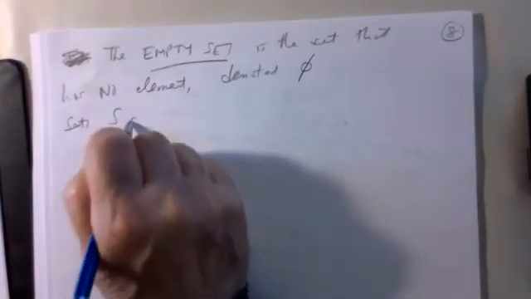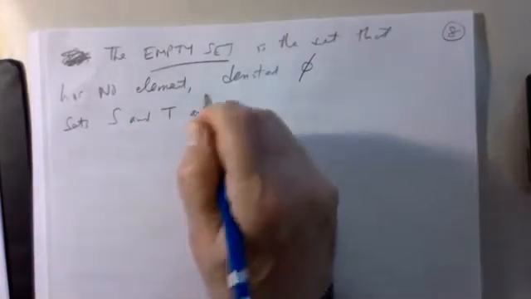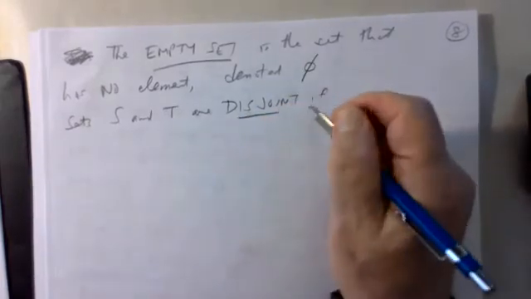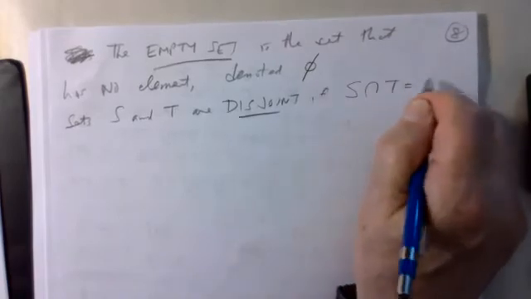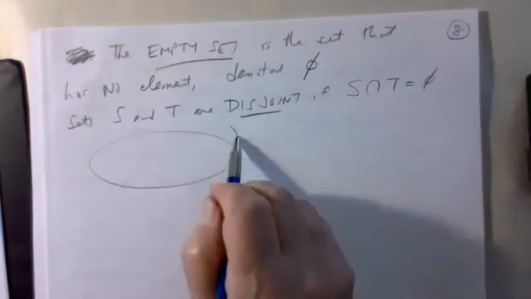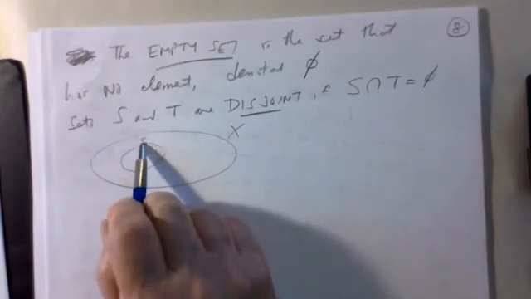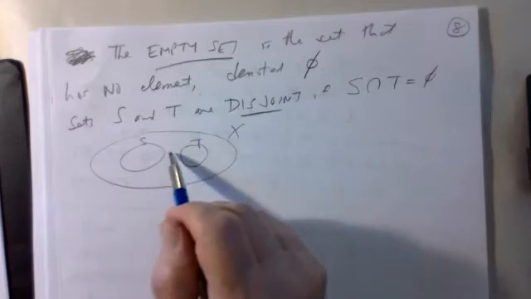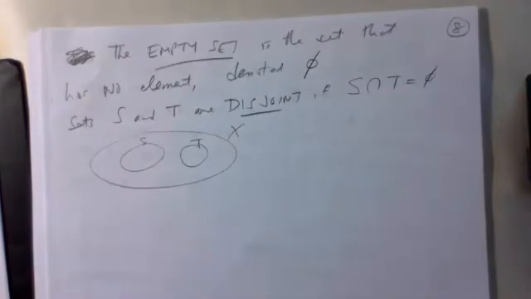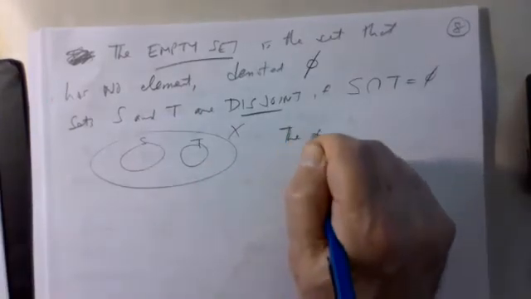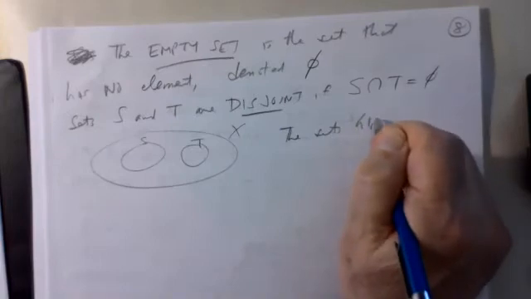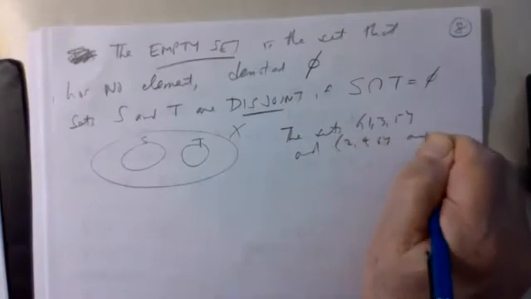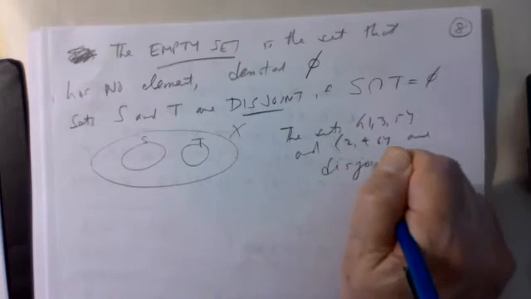And sets S and T are what is called disjoint if they have no elements in common, if the intersection is empty. So if we have some universe X and here's a set S and here's a set T, in this Venn diagram, these sets are disjoint because the intersection is empty. There's nothing in it. Right? The sets 1, 3, 5 and 2, 4, 6 are disjoint.